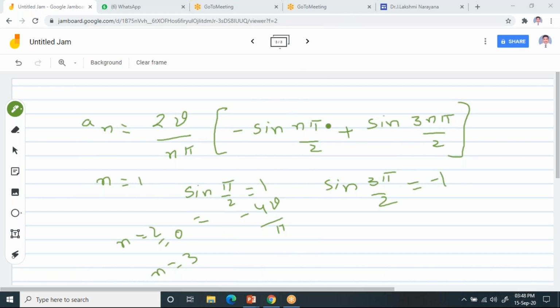Now, when you observe n equal to 3, then it becomes sine 3 pi by 2. Sine 3 pi by 2 is minus 1. Minus in minus becomes plus 1. And now when n equal to 3, then it becomes sine 9 pi by 2. Sine 9 pi by 2 means that it is again 1. So when n equal to 3, it is 4v by 3 pi. Right? Likewise, now tell me n equal to 4, what will happen?